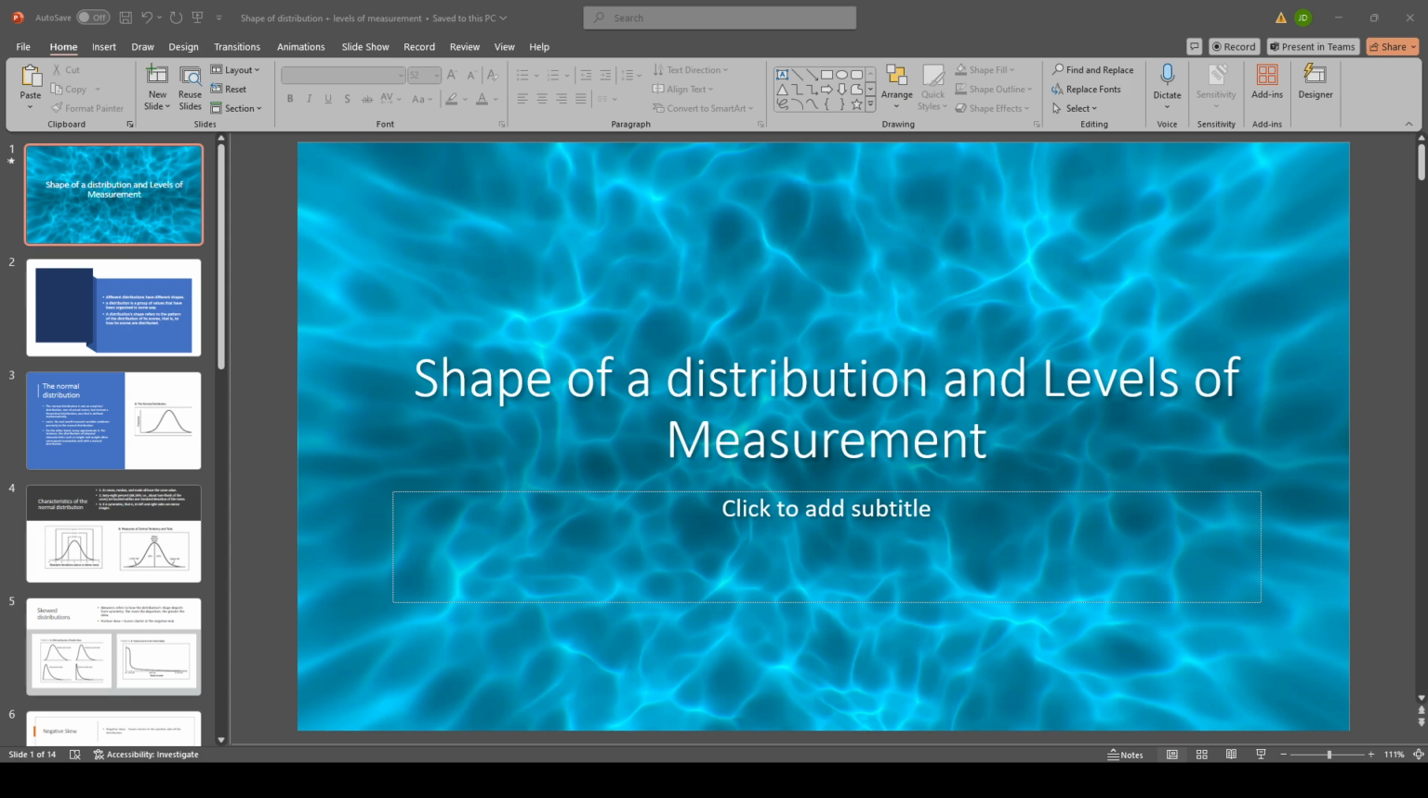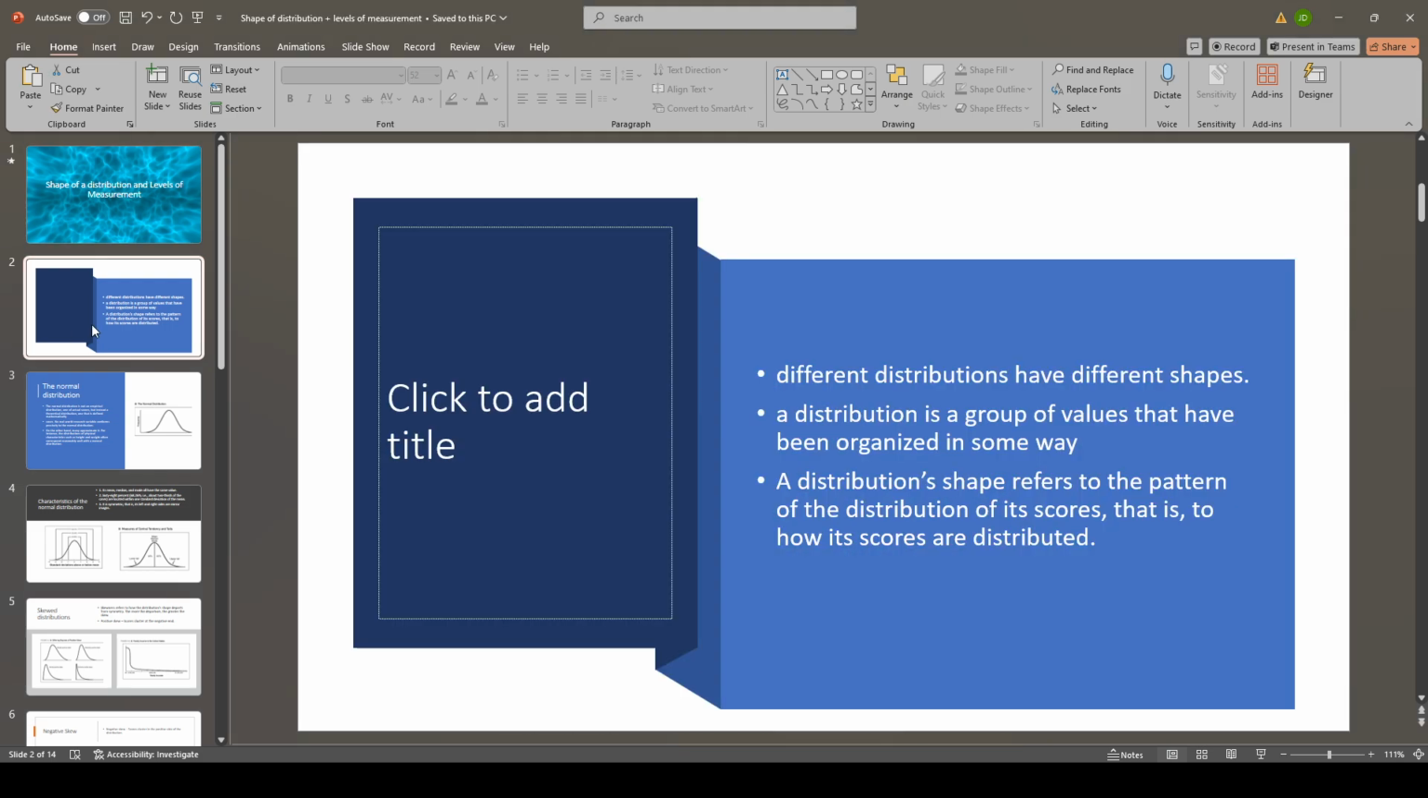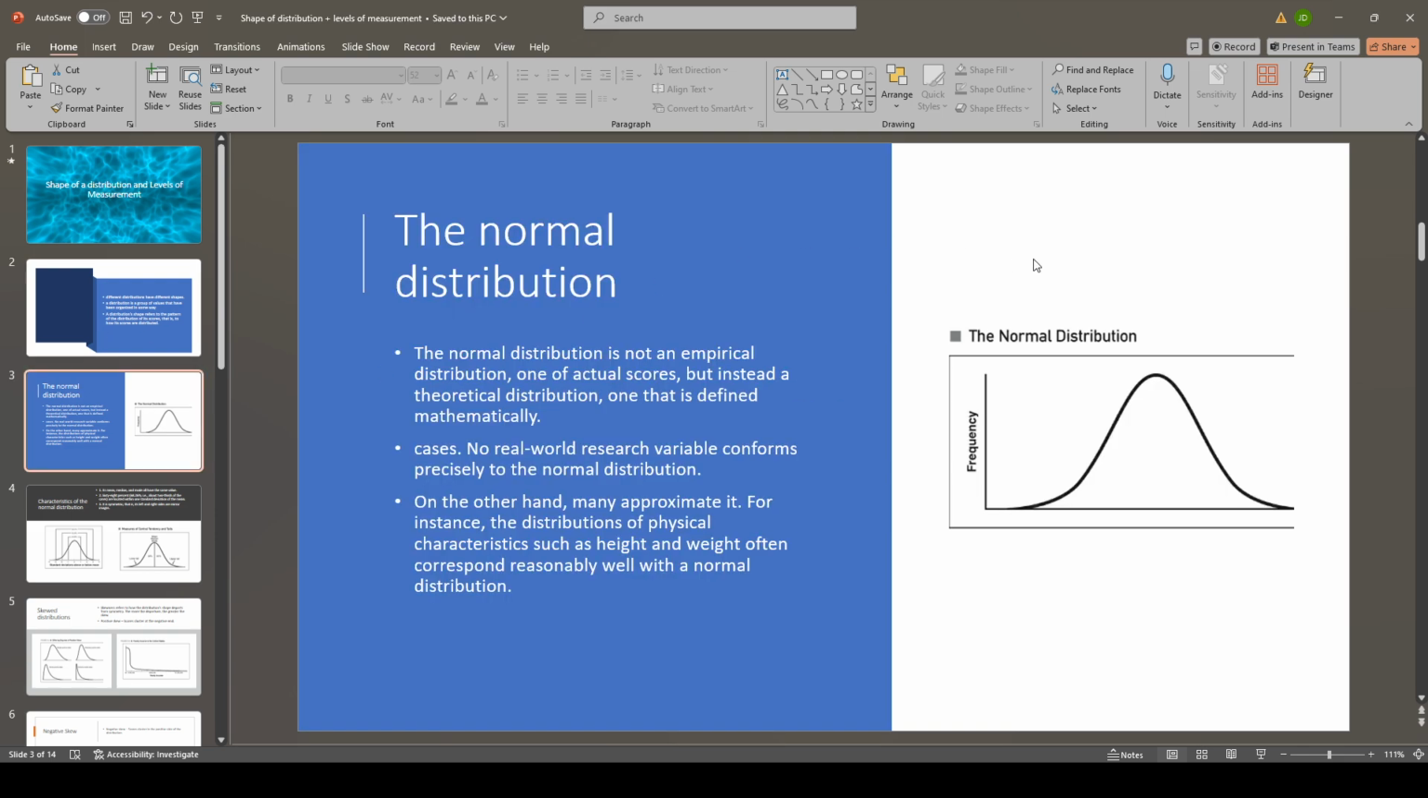So the general idea is different distributions have different shapes. A distribution is a group of values that has been organized in some way, and a distribution's shape refers to the pattern of its scores, which is how its scores are distributed. We kind of went over a normal curve in an in-person class already, but we're going to go over it here again.